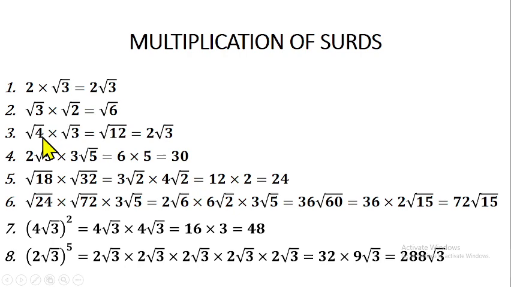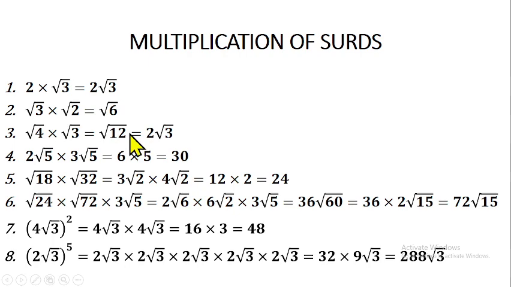Then I know that I can simplify root 12 further. That means I will look for two numbers I can multiply together to give us 12, and one of them is a perfect square. That is 4 times 3. So what is root 4? That is 2. Then root 3. So I hope you understand what you have done there.